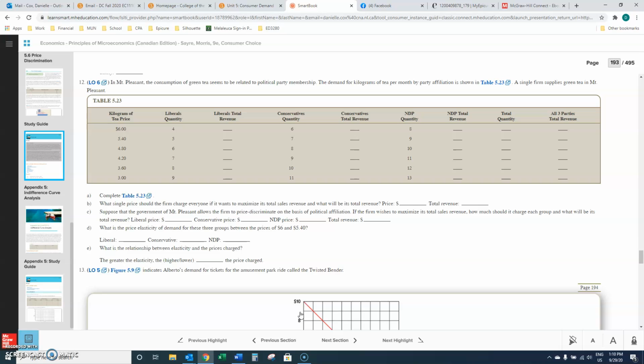So for quantity demanded, for Liberals, I'll just work it out for the Liberals, but it's the same process for the other ones. The change in quantity demanded, so from $6 to $5.40, the change is, well, we're going to take the larger quantity first, so 5 minus 4, and then you do the average of those, so 5 plus 4, and then you divide that by 2, and you multiply that number, that full number then by 100, and you're going to get 22.22.